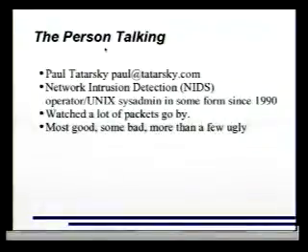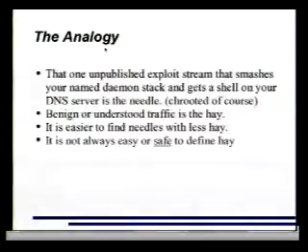My first IDS was a Sun IPC and a 10 meg tap into our backbone. I've seen a lot of packets go by, and they've got the traditional good, bad, and ugly analogy. Some of the packets that go by my network are extremely nasty, and the analogy that I'll try not to abuse too much in this talk is that the unpublished exploit stream that comes crashing into your name server and gets a shell on your main DNS server is the needle. You change root, of course, so you don't really care, right? And benign or understood traffic is the hay. My belief, based on what I've been working on, is that it's easier to find those needles with less hay, but that the process of defining hay is sometimes neither easy and, in particular, it's not very safe.